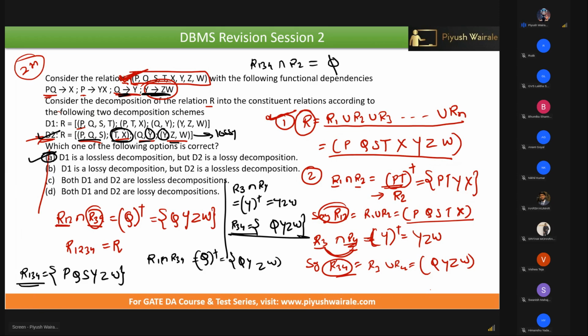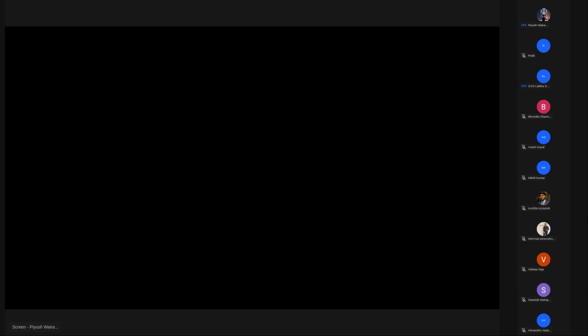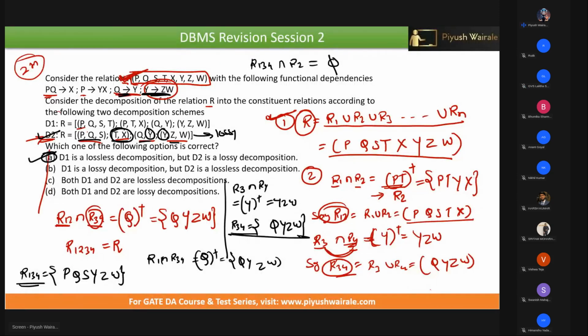Anyone, any doubt in this case, what we have discussed in this question? Sir, one doubt. Why are we taking R1 intersection R3? We can directly take R1 intersection R3, right? Yeah, that also we can take. So Q will be there, so from Q I can get Y. So I can join R1 with R3. But at the last, I should be able to join all the four relations here, right?